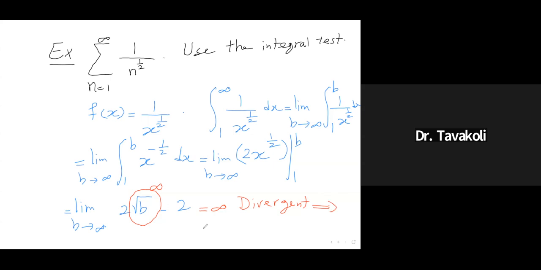Therefore, by the integral test, the corresponding series sigma of 1 over radical n, or 1 over n to the power of 1/2, is also divergent.